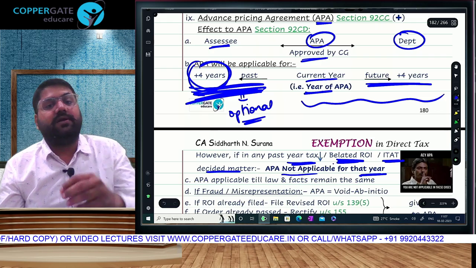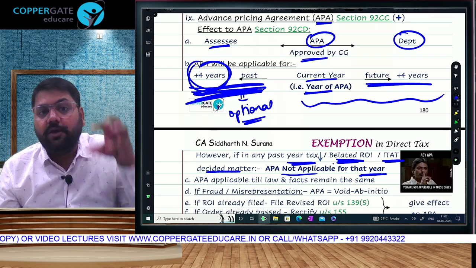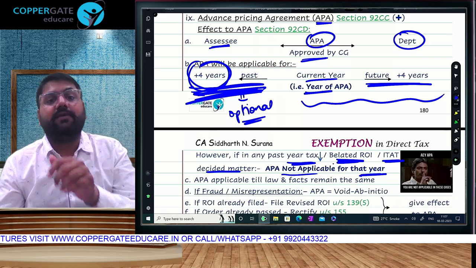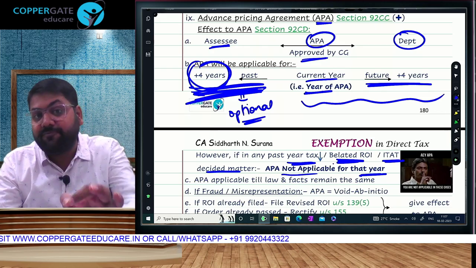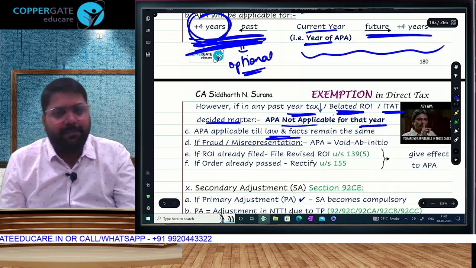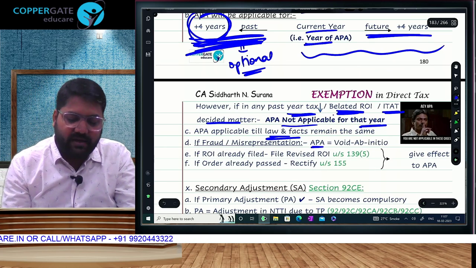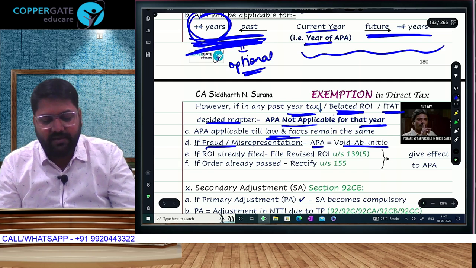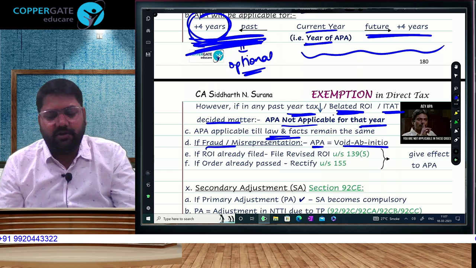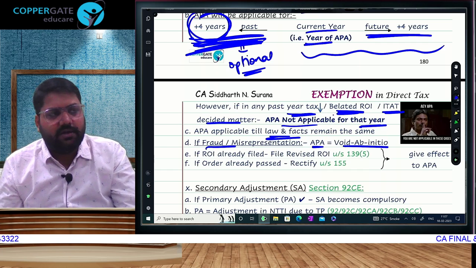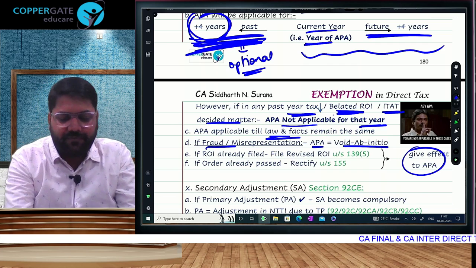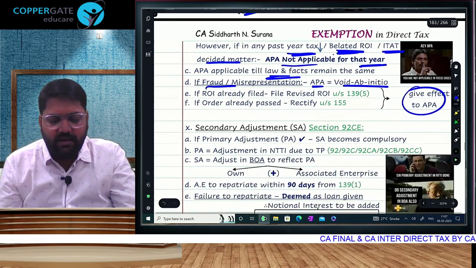For example, in the past 4 years, say 1920 is coming. That year, if you apply APA, then your tax is reducing, or the 1920 return was belated, or the 1920 case was the subject matter of appeal to ITAT, then for that one particular year, that APA will not be applicable. Obviously, APA will apply till the time the law and the facts remain the same. If you have taken APA by fraud or misrepresentation, then the APA will become void ab initio. And if there is a return already filed, or any order already passed, then the return or the order will be modified in accordance with the advance pricing agreement. And of course, for future years, the return and order will be done in accordance with the APA also.